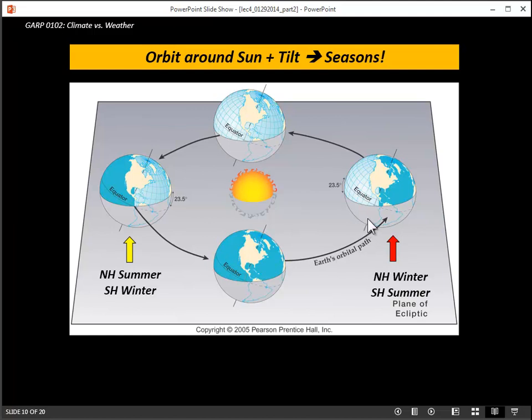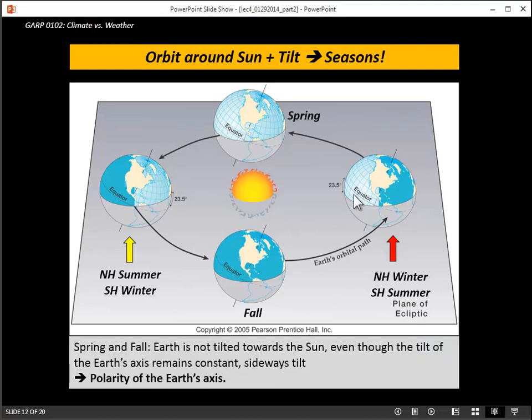is December and January. And then we have the fall, and then we have the spring, where the tilt still exists. The Earth's axis is still tilted. We call that the polarity of the Earth's axis. The tilt of the Earth's axis remains the same all the time. However, in the spring and in the fall, if you will, the tilt is sideways in the sense that neither of the hemispheres is pointing towards or away from the sun.